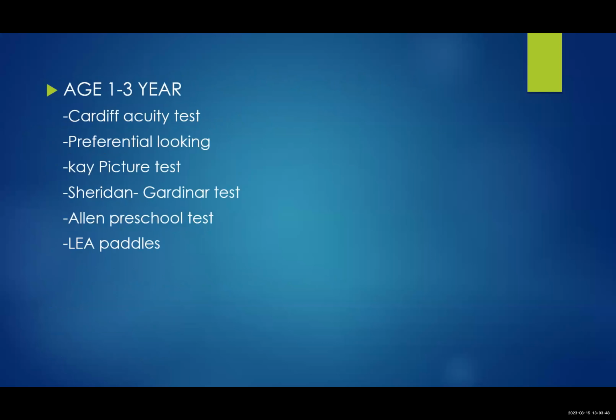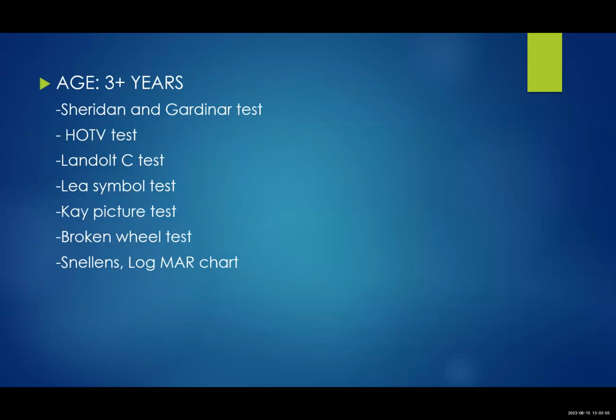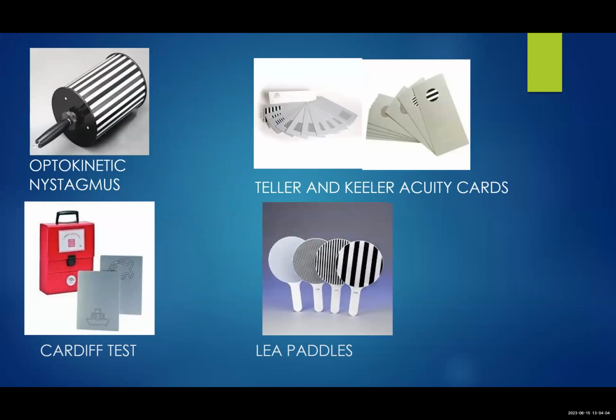For the age of 1 to 3 years: cardiff acuity test, preferential looking test, Kay picture test, Sheridan-Gardiner test, Lea symbols test. For the age of more than 3 years: same Sheridan-Gardiner test, HOTV test, Landolt C-type test, Snellen and LogMAR chart test. Here are some pictures of these charts.